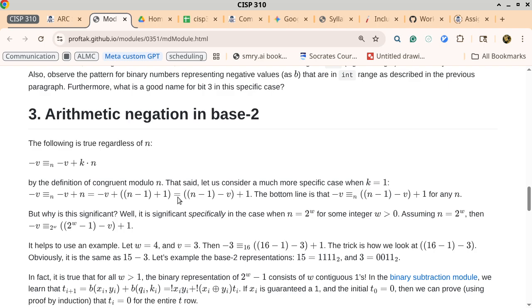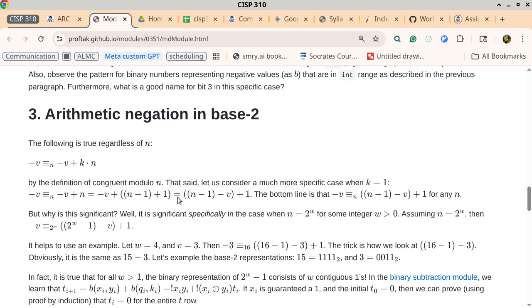Now, I can prove this, but this is not a class about proofs, so I'm not going to use proof by induction to prove that. If you took CISP 440 from me, you should be able to do this yourself. Use proof by induction to show that a power of 2 minus 1 would end up with just ones, and the number of ones would be W itself. But we are not going to prove it.